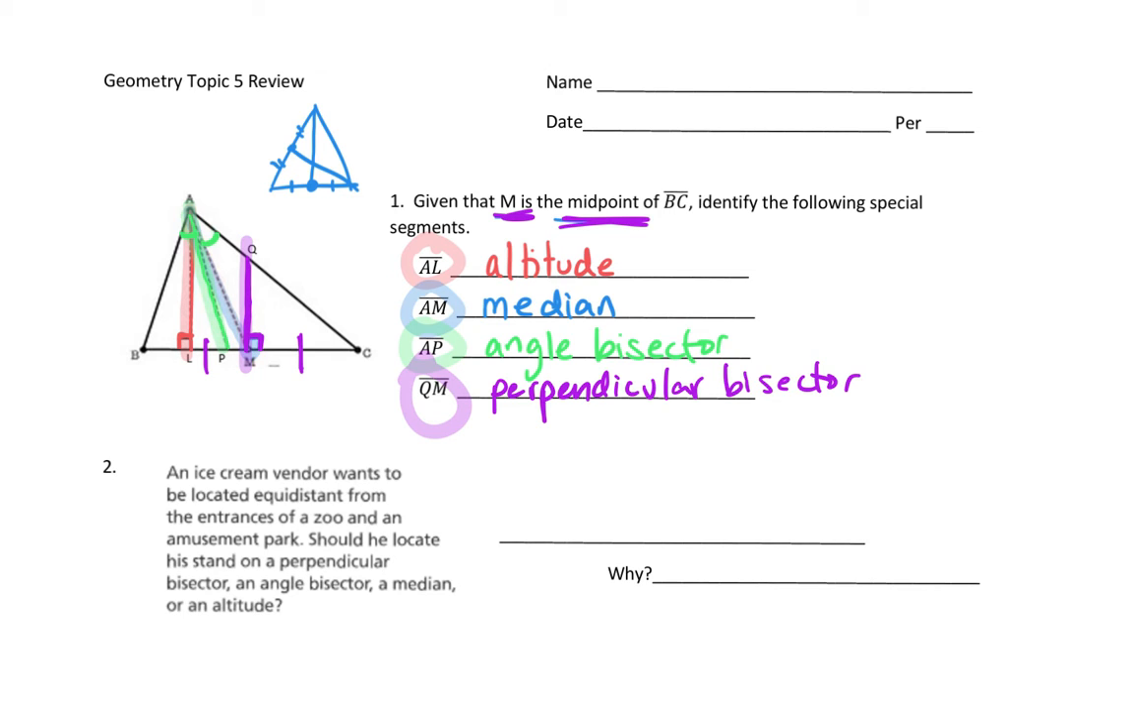Cool. All right, on number 2, it says an ice cream vendor wants to be located equidistant to 2 points. Those points are a zoo and an amusement park. If I want to be an equal distance from those 2 points, zoo and amusement park, well, I could be at the midpoint, or I could be on any point on this line. Any point on that line would be an equal distance to both of the endpoints.